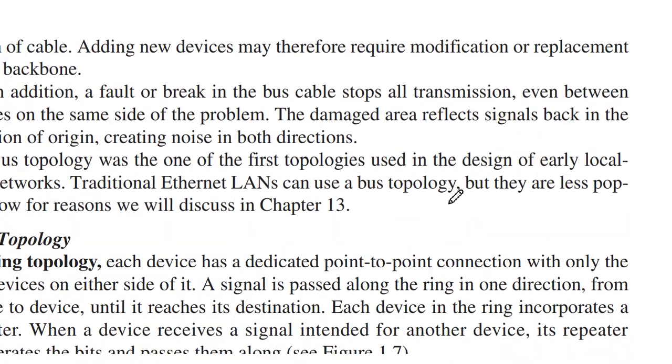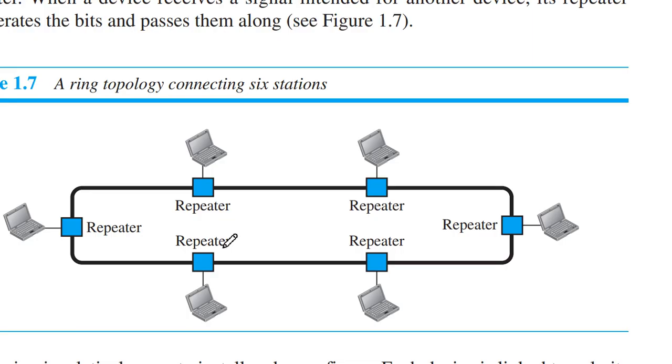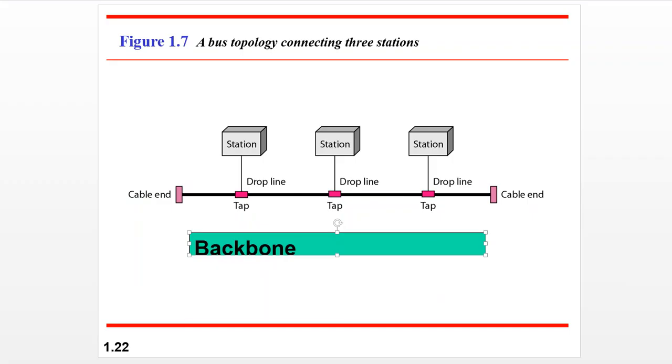So this is the disadvantage of the bus topology. As I already explained this disadvantage, in addition, a fault or break in the bus cable stops all transmission. For example, say I will draw one diagram right here. Here it is a bus topology. Once again I will draw.